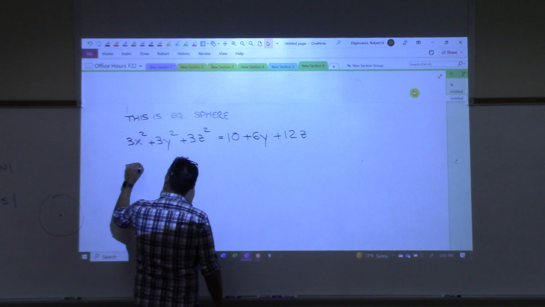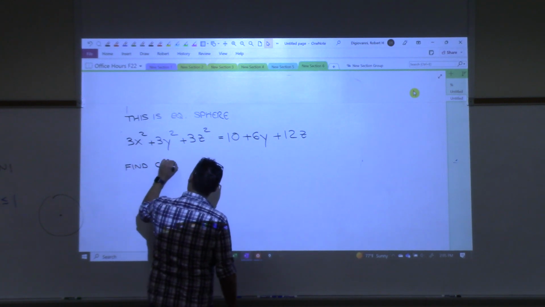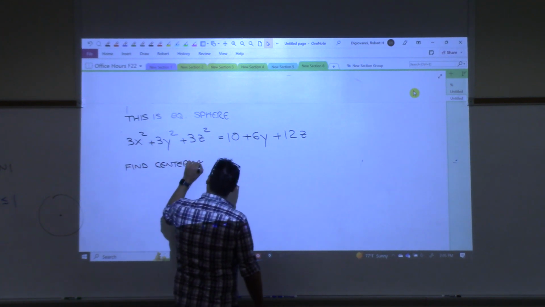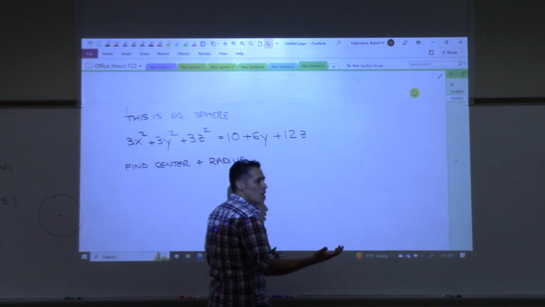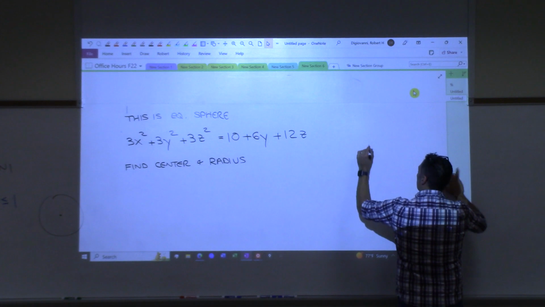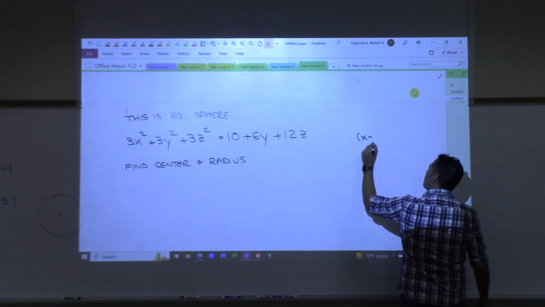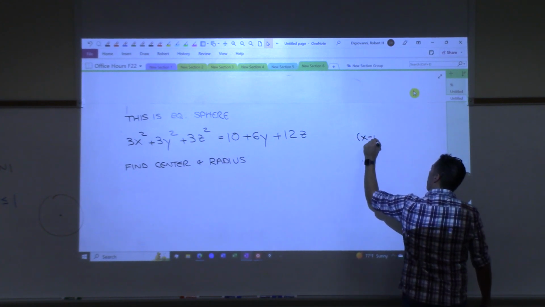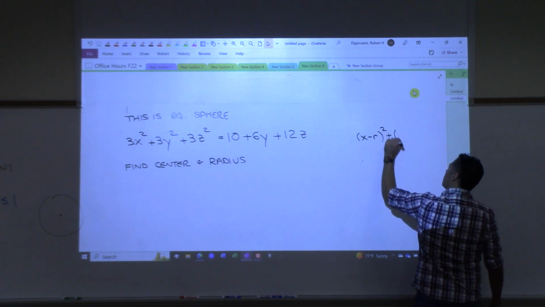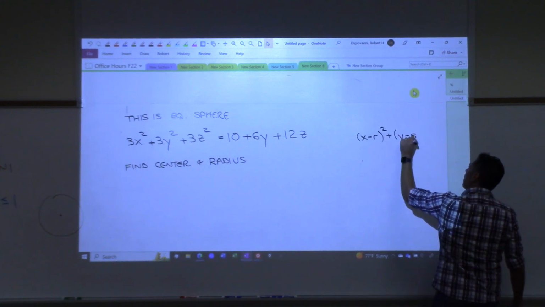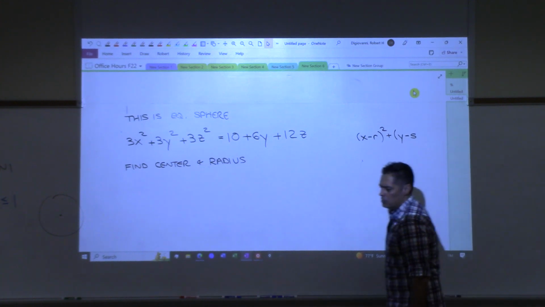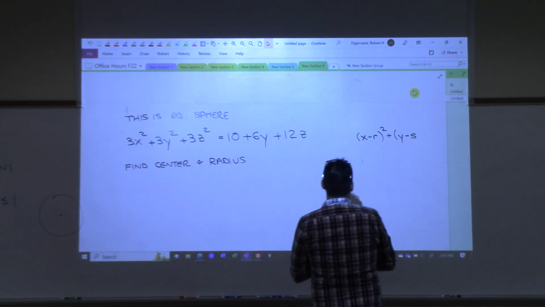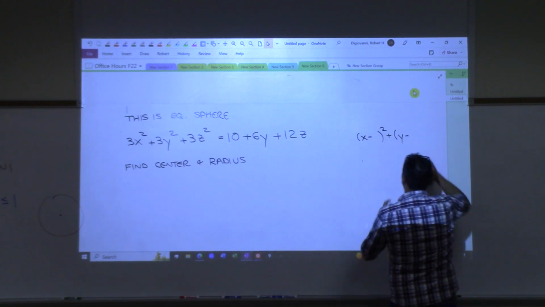So find the center, and I want you to find the radius. And all we know is this formula, x minus, what was it? Wait, what did we use? X minus h. H, okay, sorry. It was L at the end. Sorry, I'm using the wrong one.